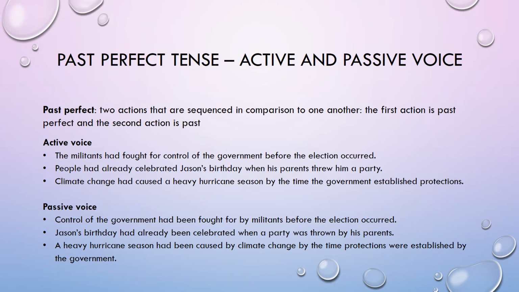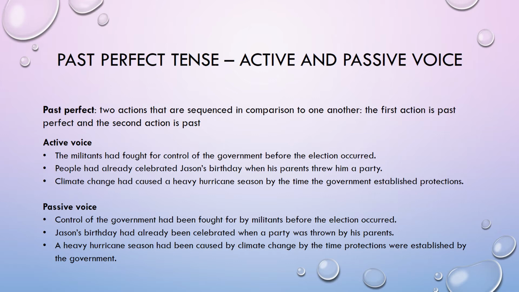Past perfect tense is easy to remember if you remember that it refers to two actions that are sequenced in comparison to one another. The first action is past perfect, and the second action is expressed in past tense. Let's look at our examples. In active voice, the militants had fought for control of the government before the election occurred. What happened first? The militants fought for control of the government. What happened second? The election occurred.